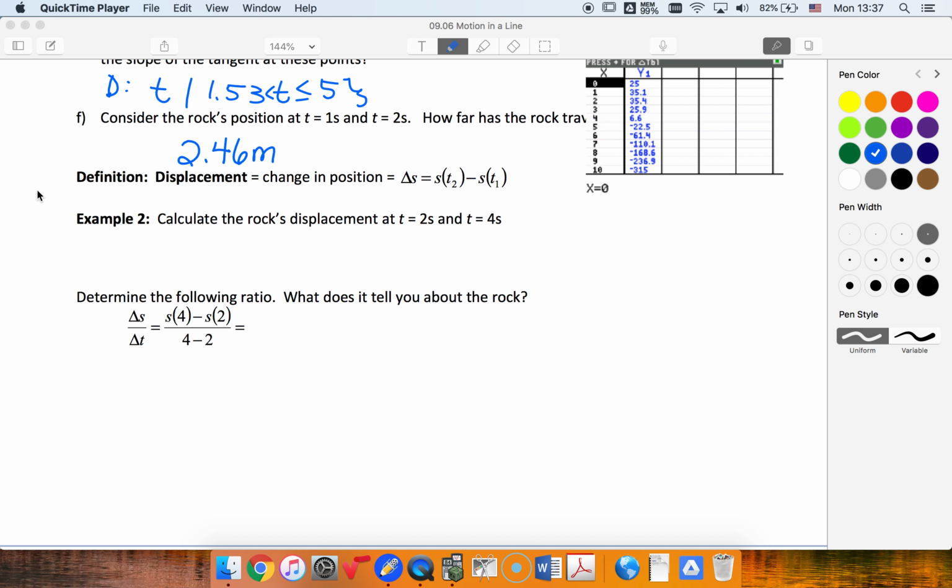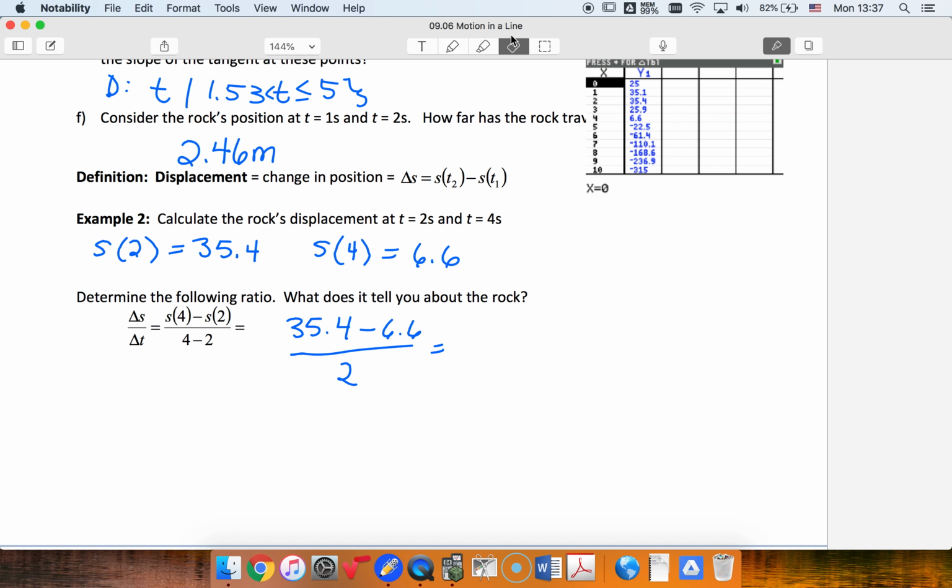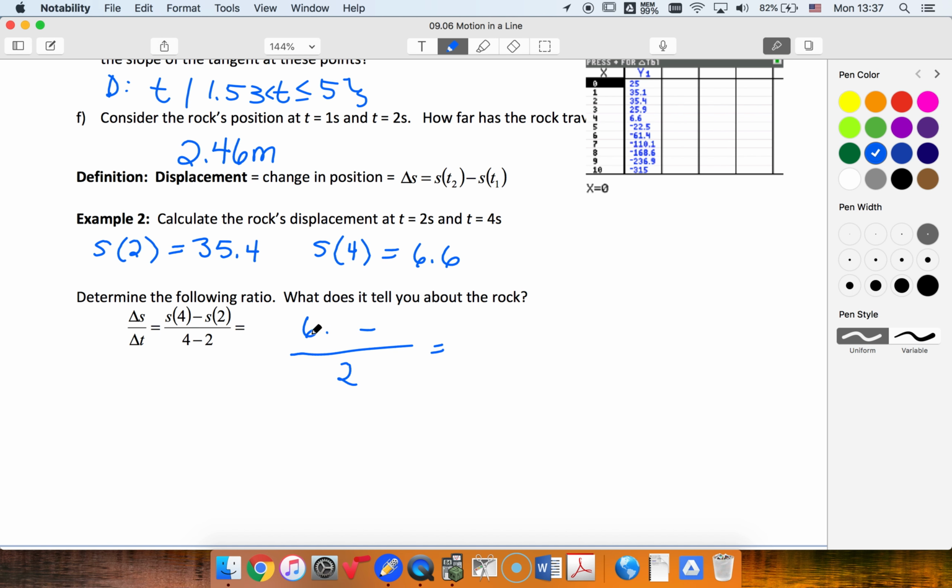All right, now we're looking at our rock's displacement at 2 seconds. So S of 2, I can just read from my table, 35.4. S of 4 is 6.6. Looking at this, my 35.4 minus 6.6 over the 2, what we're looking at here is, we know that our rock is moving down. So we have our 6.6 minus the 35.4.